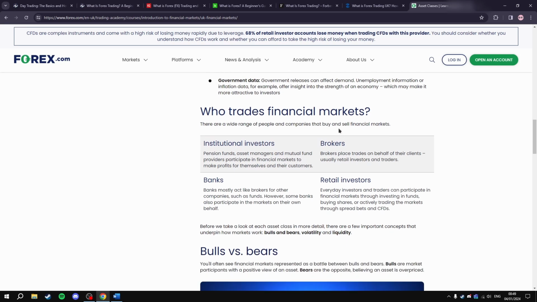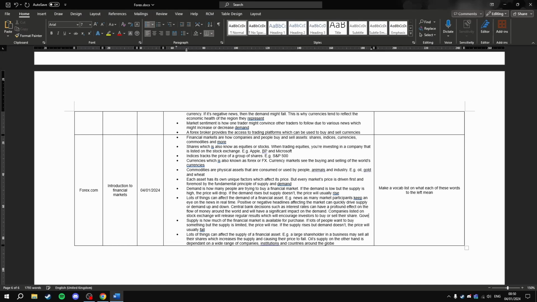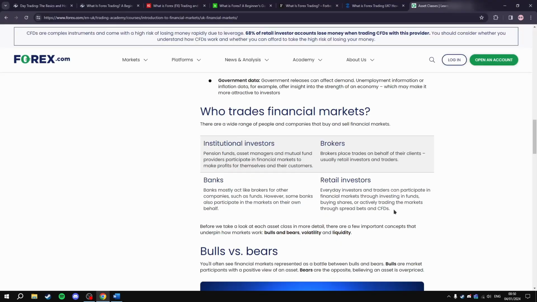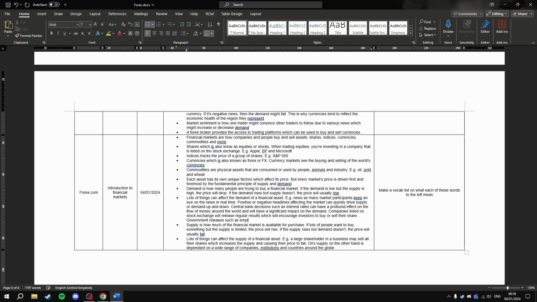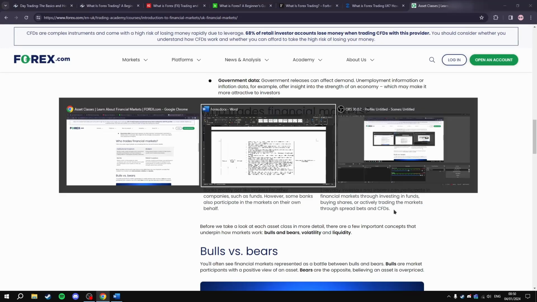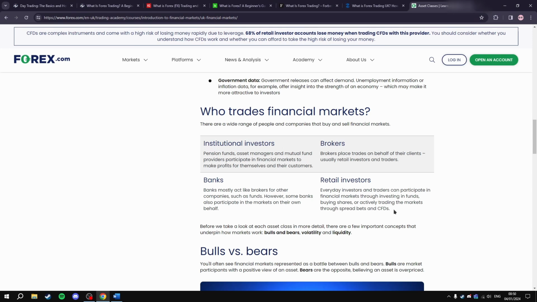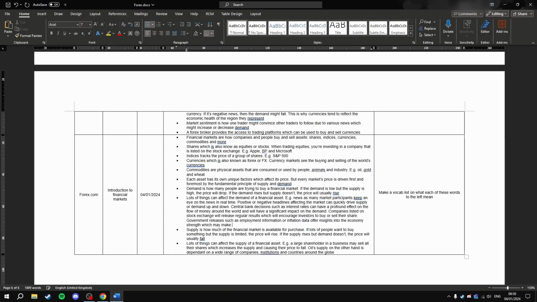Okay. Government data. Government releases such as unemployment information or inflation data offer insights into the strength of the economy, which may make it more attractive for investors.